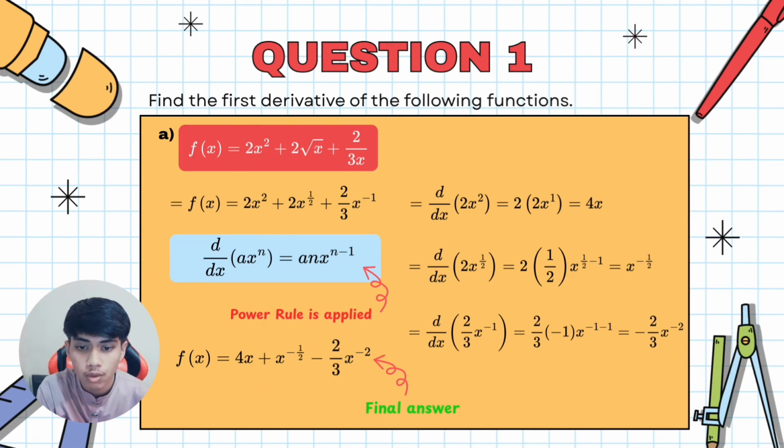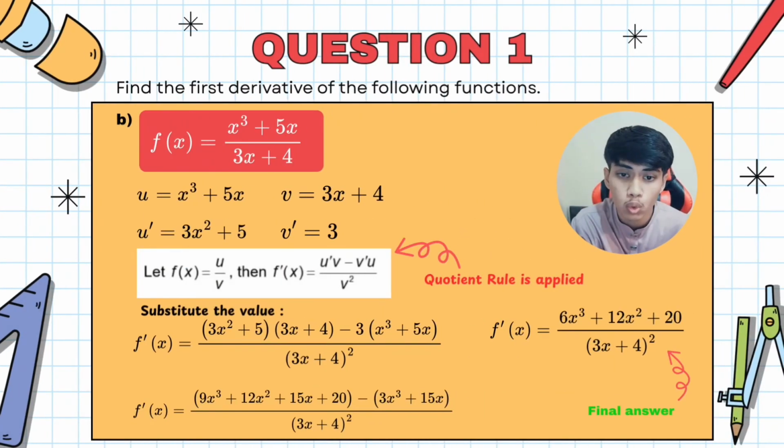And then after we apply the power rule, the derivative for 2x squared will be 4x, and the derivative for 2x to the power 1 over 2 will be x to the power minus 1 over 2, and then the derivative for 2 over 3 x to the power minus 1 will be minus 2 over 3 x to the power minus 2. So the first derivative for question 1a is f prime x equals 4x plus x to the power minus 1 over 2 minus 2 over 3 x to the power minus 2.